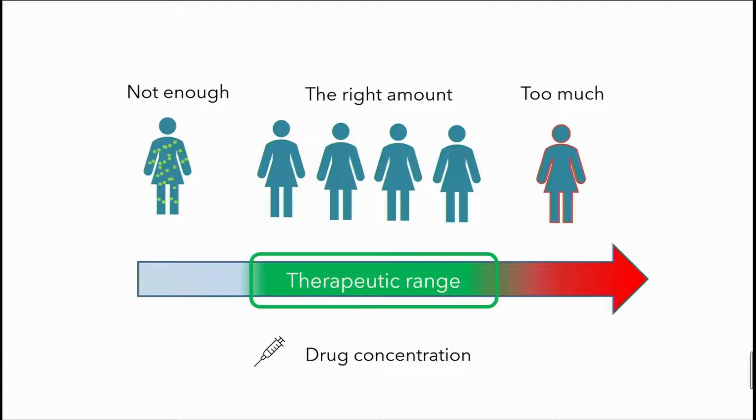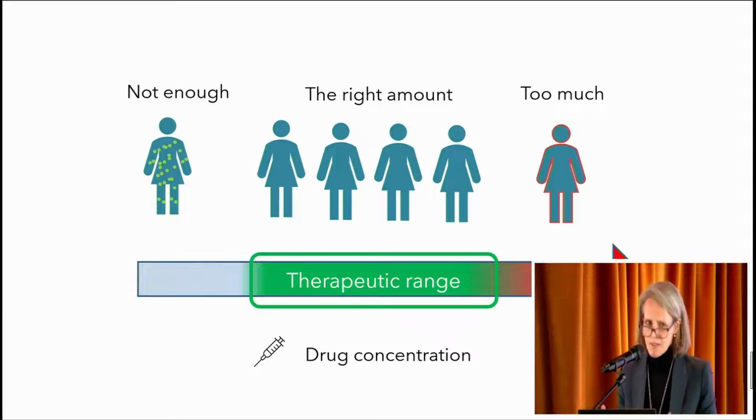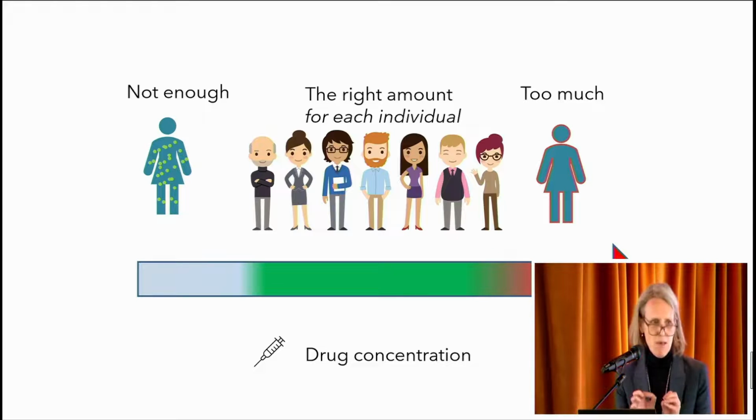And the other challenge with the current approach is that even with a therapeutic range, within that therapeutic range, not all people are exactly the same. There'll be variability. And therefore, we need to be thinking about individual drug targets for a particular individual.